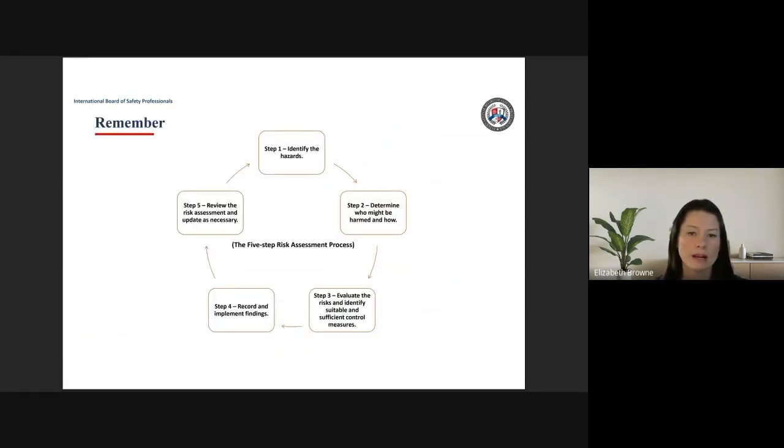So remember, we have the 5-step risk assessment process. It's a continuous improvement process where we identify the hazards, we determine who might be harmed and how, we evaluate the risk and identify suitable and sufficient control measures. And then we also record and implement those findings. And then we're going to have a scheduled review of the risk assessment, and then also update as necessary based on situations that might occur, say an accident or a near miss or an employee complaint or referral.